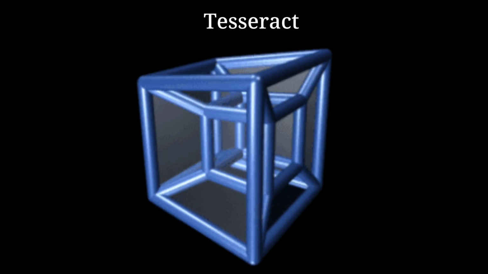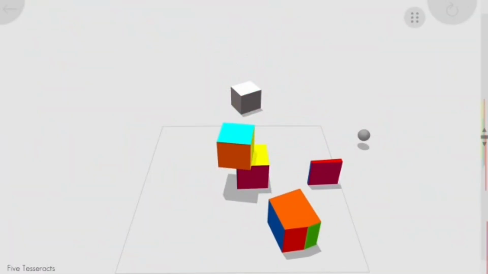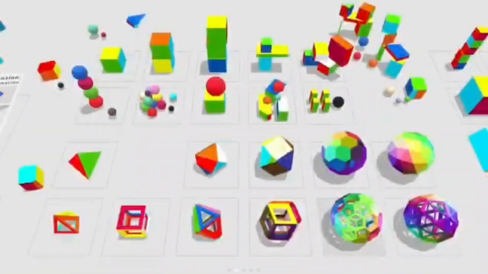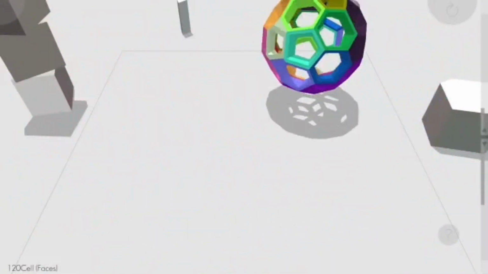If you want to know more about 4D, there is a game called 4D Toys by a developer named Marc ten Bosch that simulates how 4D shapes would interact in a 3D world. So if you're interested, you should definitely check it out.